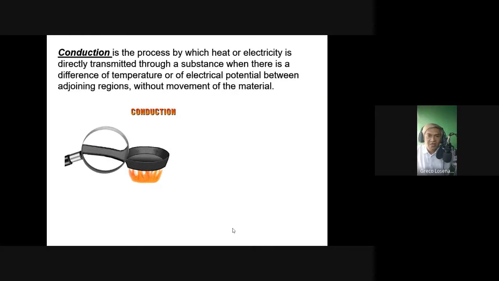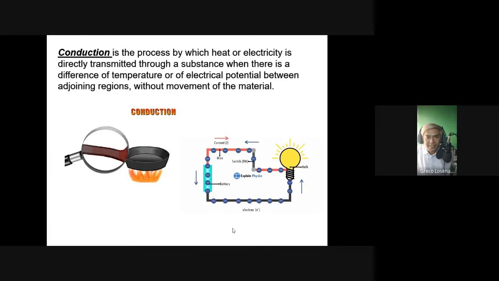Okay, so we have here an example. We have conduction of heat. As you can see, there is a pan being heated under fire. So there is a conduction of heat. Then the second picture shows the movement of electrons through a simple circuit.